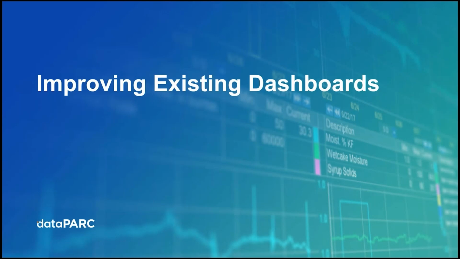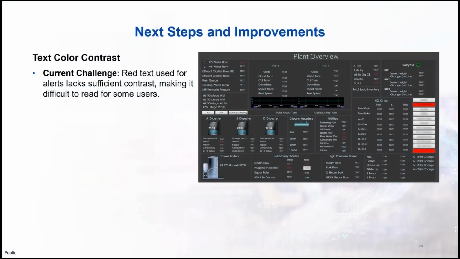Great, now let's move on to improving existing dashboards. Here we have an example of a dashboard where we have some good things going on. We have items grouped well, we have a dark contrast with a light color, but one thing that is kind of struggling is that alert color, that red, kind of dark against the dark background. So let's see if there are some options we can do to fix that.